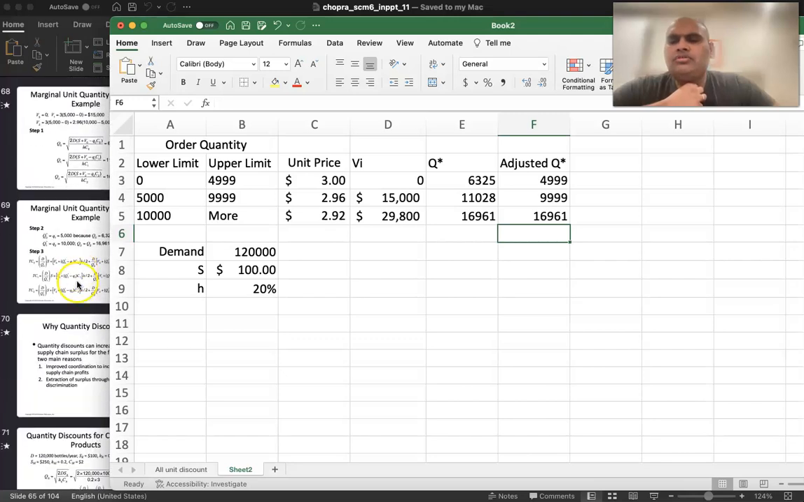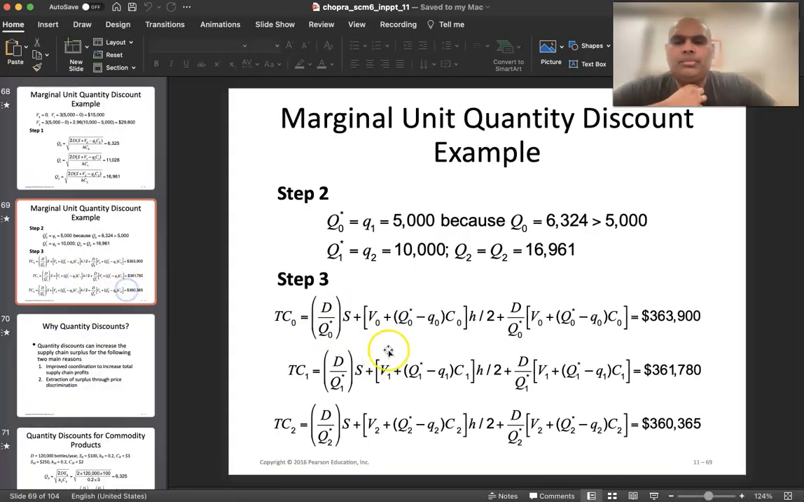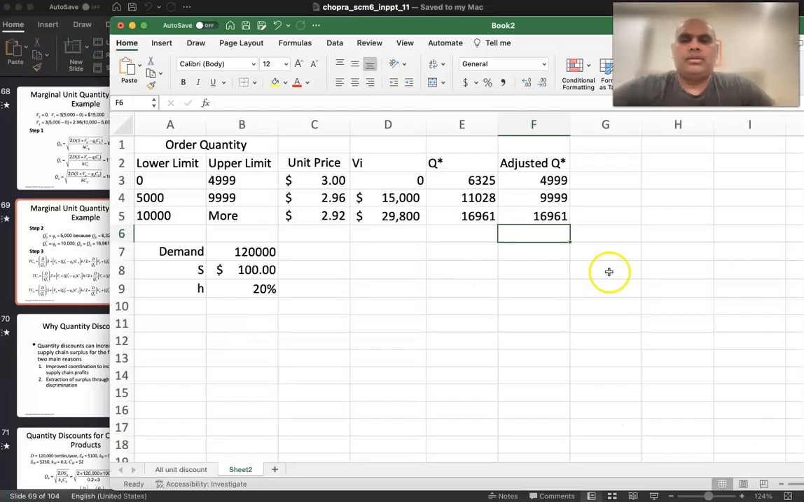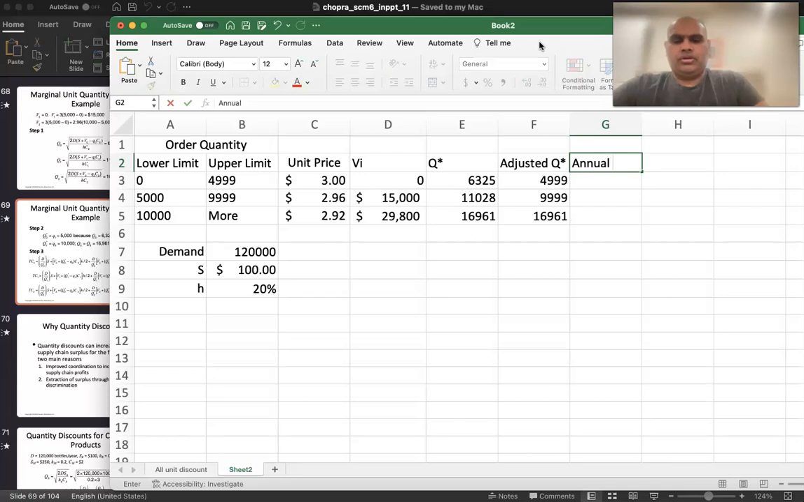Now, the total cost values, the formulas are pretty involved. So we have the ordering cost, the holding cost, and the material cost, essentially. So those are the numbers that we have to calculate. But like I said, the formulas are a little bit involved. So let's go through the formulas. Let's calculate ordering cost and holding cost first.